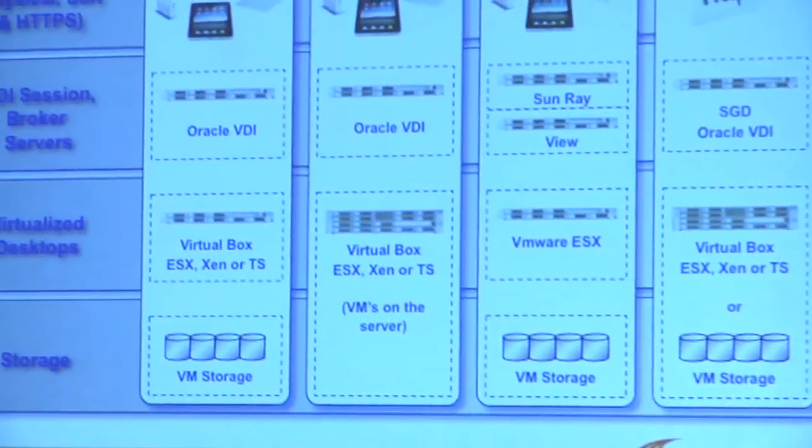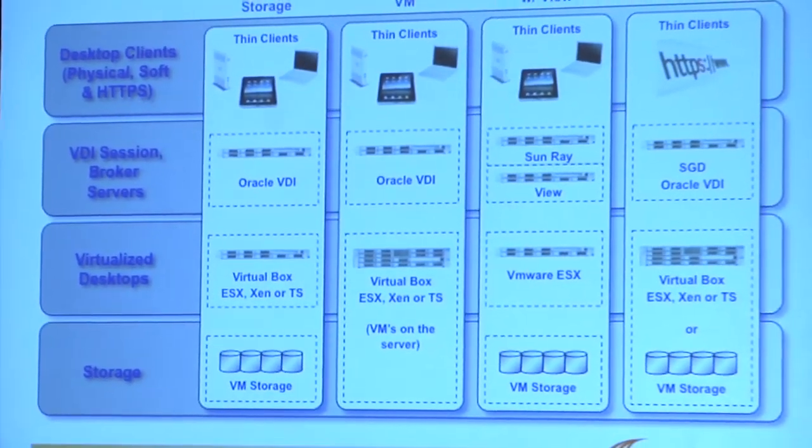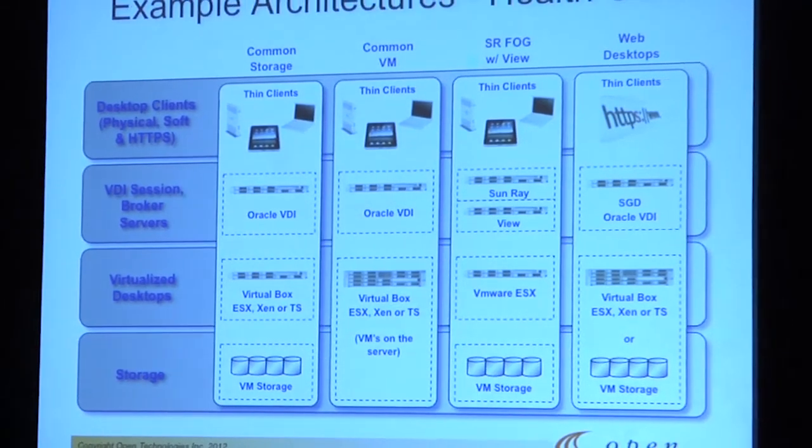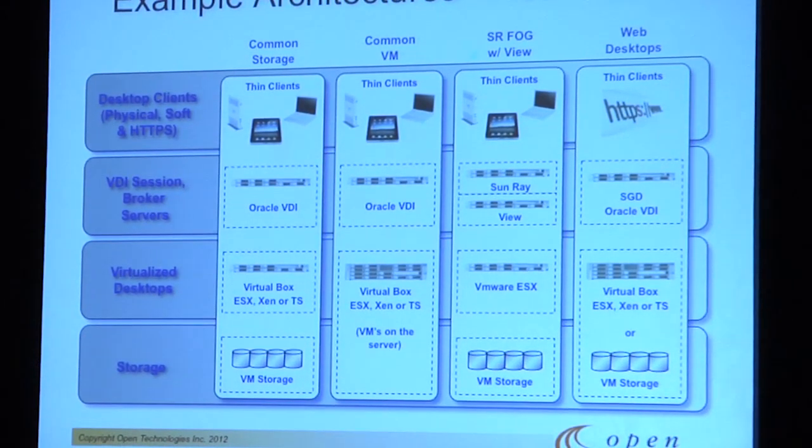A couple of features, a couple of architectures. These focus more on the Sun Ray thin clients and show a couple of different architectures that I've seen and used in schools, small businesses, and healthcare. The first vertical shows the thin clients with Oracle VDI and a back end that could be VirtualBox, ESX, Xen, or terminal server, and then storage.